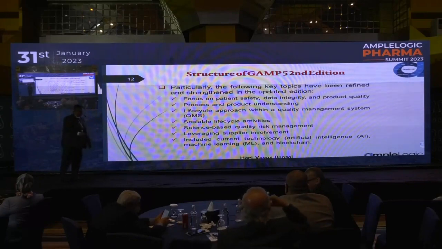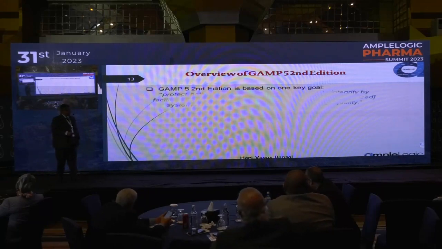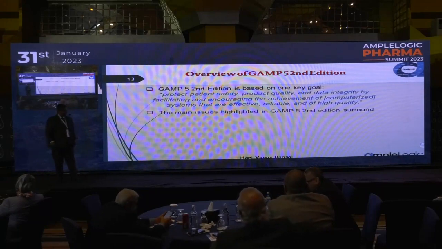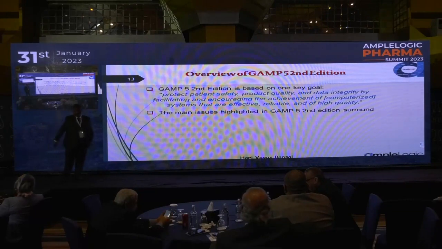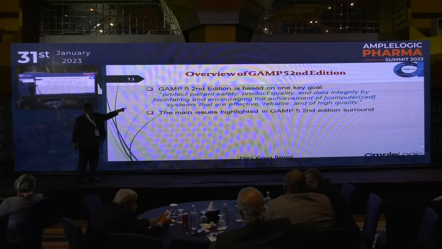Then new technologies, artificial intelligence and machine learning, are being implemented. It is based on one of the key goals: protect patient safety, product quality and data integrity by facilitating and encouraging achievement of systems that are effective, reliable and of high quality. Focus is on patient safety, product quality and data integrity. These are the focus. How? By implementing computerized systems for effective, reliable and high quality systems.